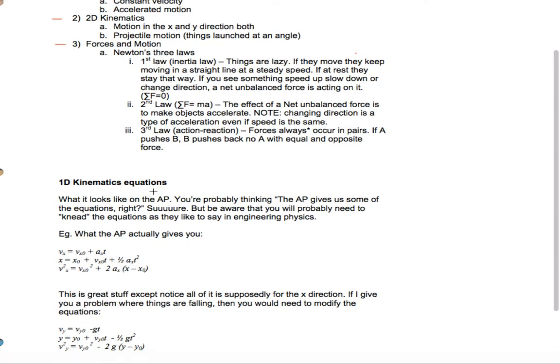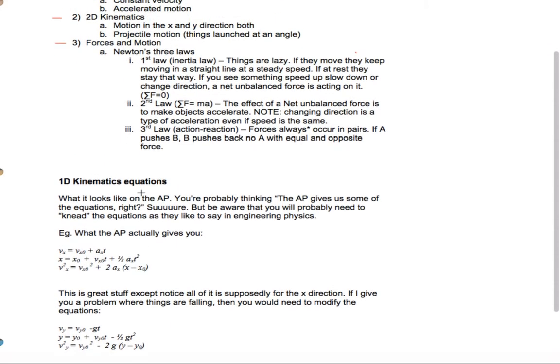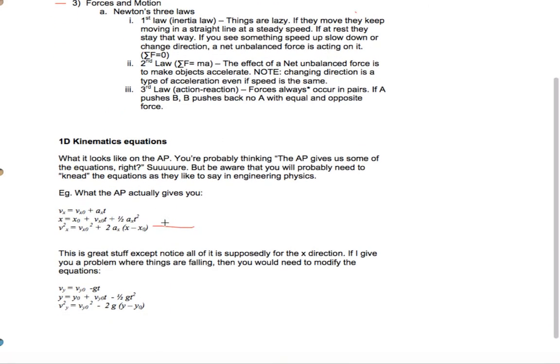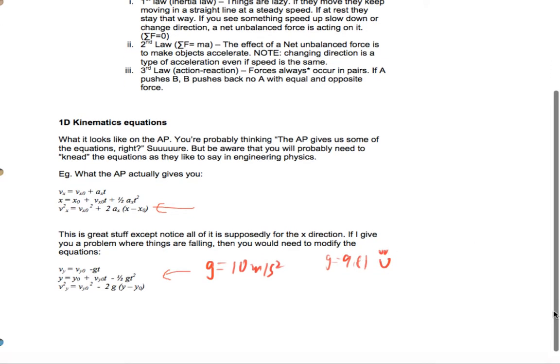So these kinematics formulas, we talked about this in class, this is how the AP gives them, and you might need to adjust those for things like gravity, where you swap out a and instead put g for the acceleration due to gravity. Please remember, on the AP exam, always use g as 10 meters per second squared. It'll save you some time. Of course, if you use 9.81, that's totally fine. You're not in trouble if you use 9.81. It's just easier to use 10.